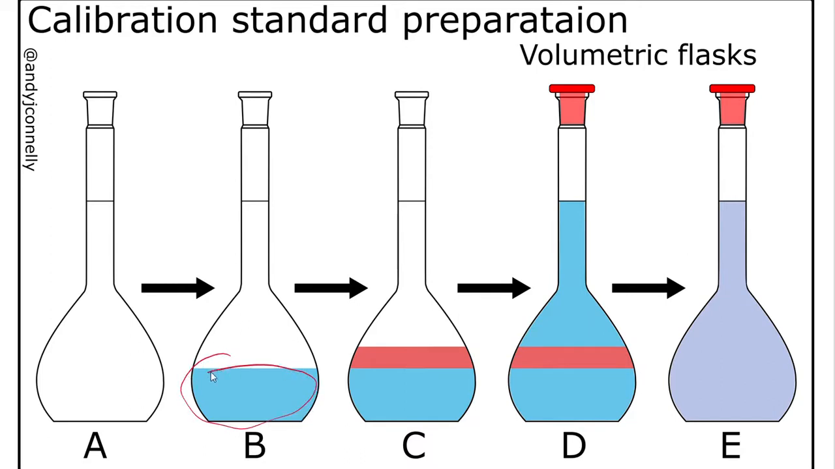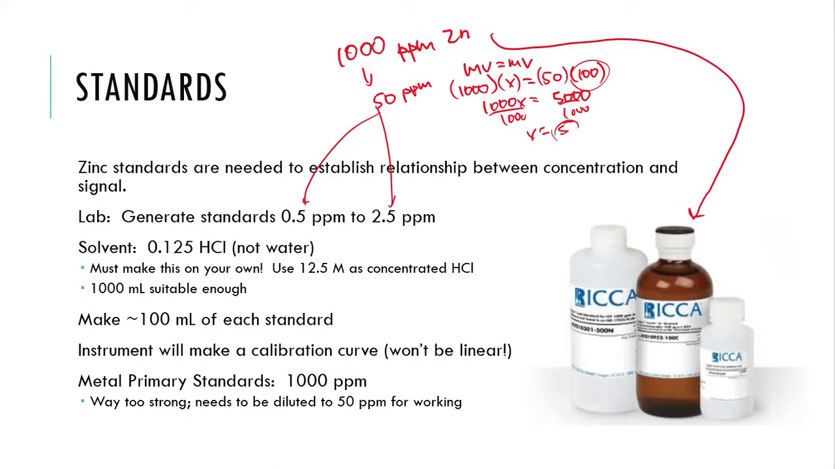Normally, I put a little bit of solvent down in here at the bottom, whatever that solvent is. Maybe it's water, maybe it's something different. I add a little bit, or my volume that I'm supposed to add, to the flask, and then I top it off to the line with water, and then I invert it and I shake it really, really well. All right. The directions are also going to tell you that you need to make 100 mLs of each standard.